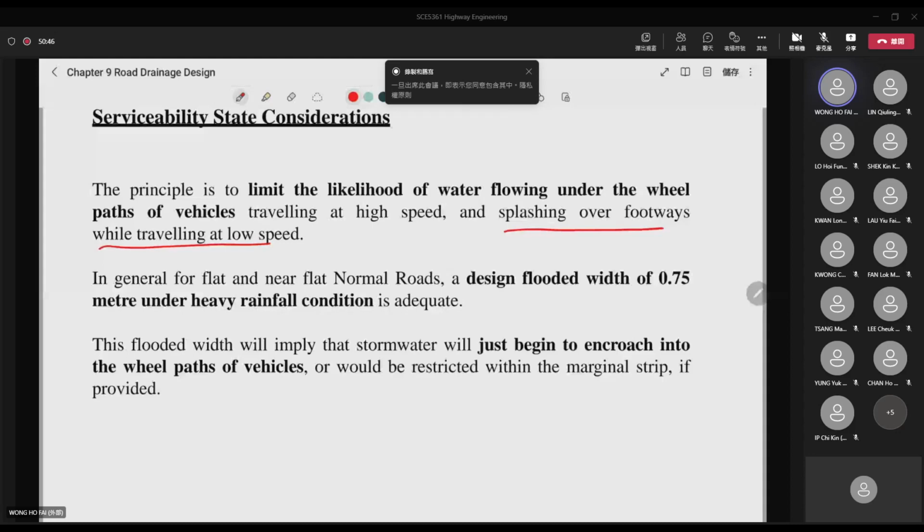So we want to limit our flooded width to, say, 0.75 meter under the heavy rainfall conditions. So this is the consideration for the serviceability state for the road drainage design. Because 0.75 just starts to reach the wheel path of the vehicle, so we think that it is good enough for our design.